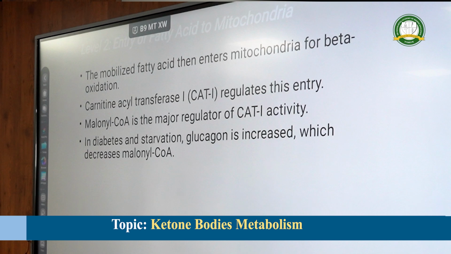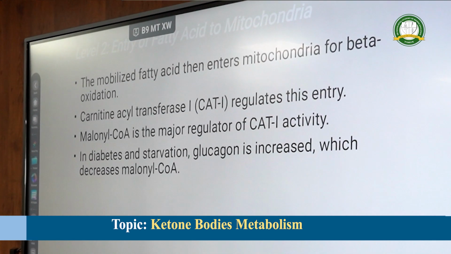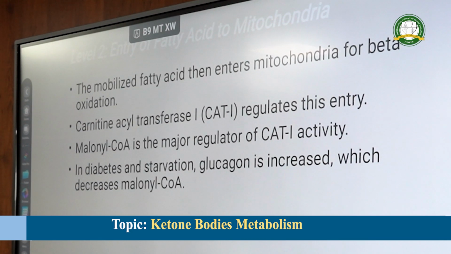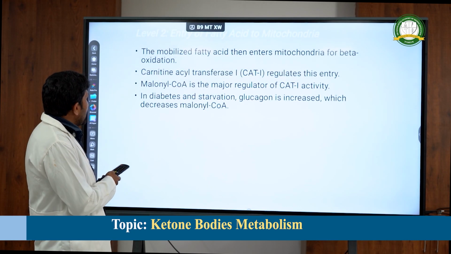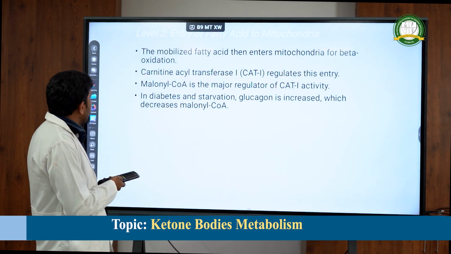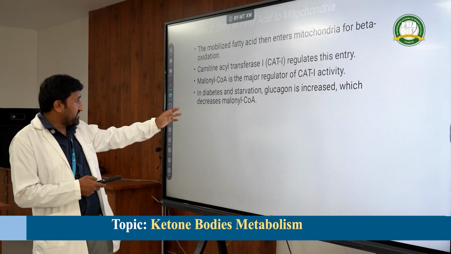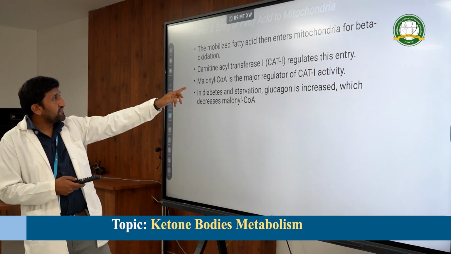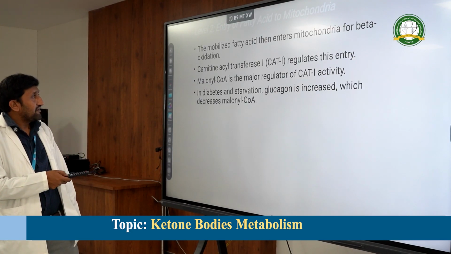And entry of fatty acid to mitochondria. The mobilized fatty acids then enter mitochondria for beta oxidation. Here carnitine acyl transferase 1 regulates this entry. Malonyl CoA is a major regulator of carnitine acyl transferase 1 activity. In diabetes and starvation, glucagon is increased, which decreases malonyl CoA. When malonyl CoA decreases, carnitine acyl transferase activity also will be decreased.